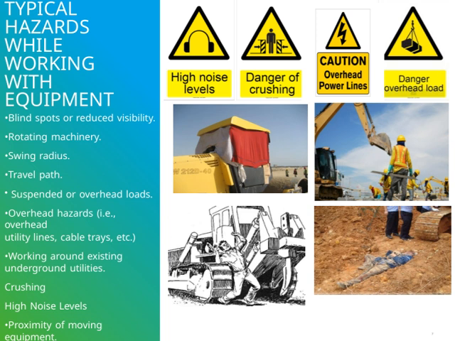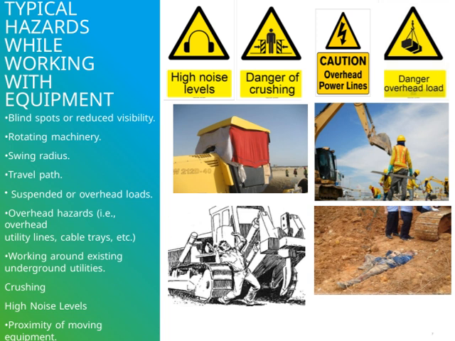Suspended or overhead loads also pose significant risks, especially if you're working underneath overhead hazards like utility lines or cable trays. These loads can suddenly shift or fall, so staying alert and aware of overhead conditions is vital. Another important point is working around existing underground utilities. Hitting a utility line can have serious consequences, so always verify the location of underground utilities before starting any work.